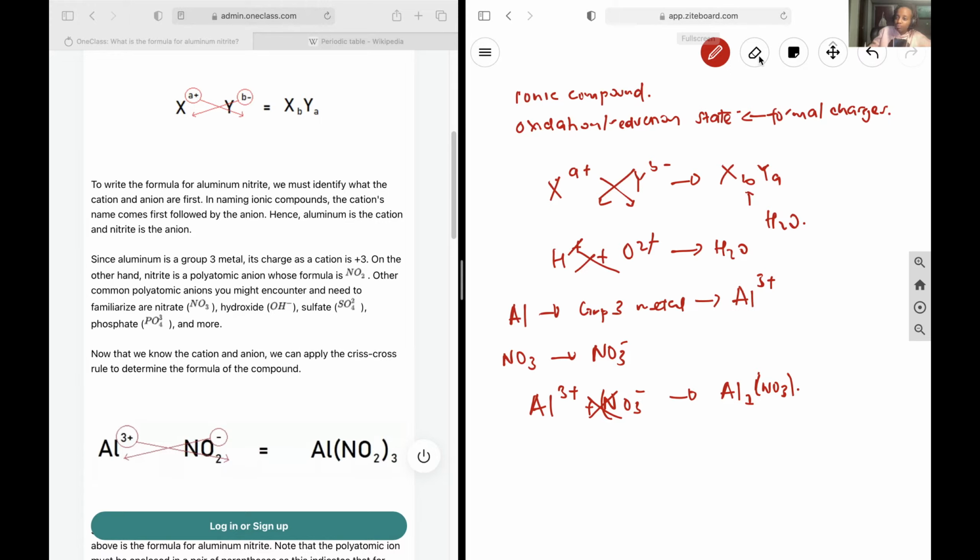Sorry, it's NO2, because we're doing nitrites, not nitrate. So NO2, 3. And then if you just rewrite that in a cleaner form, because you don't need to write down the 1, that is what the formula would look like.